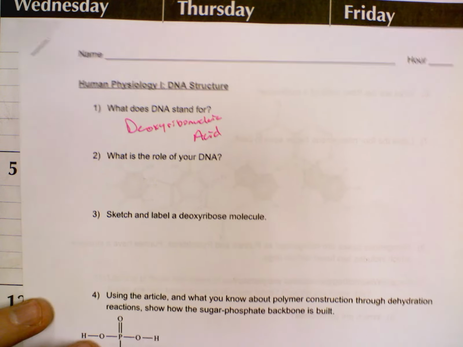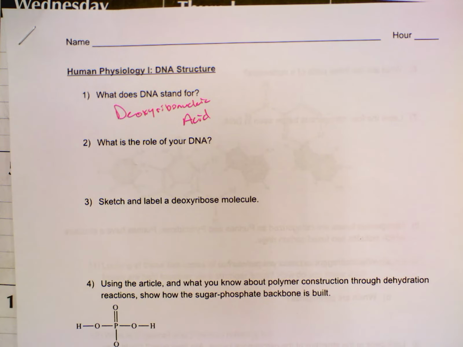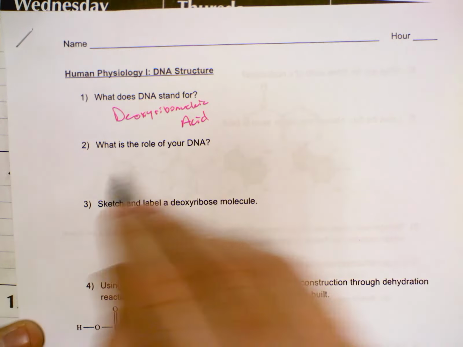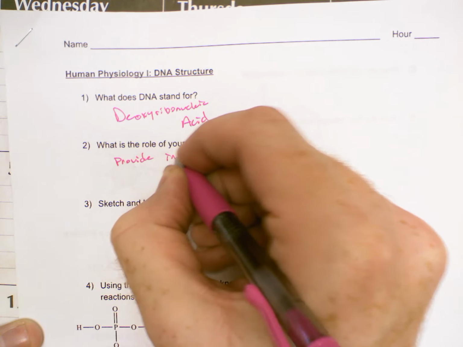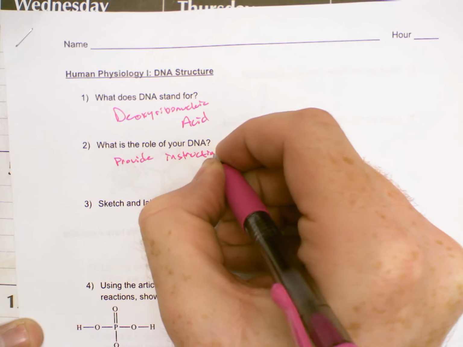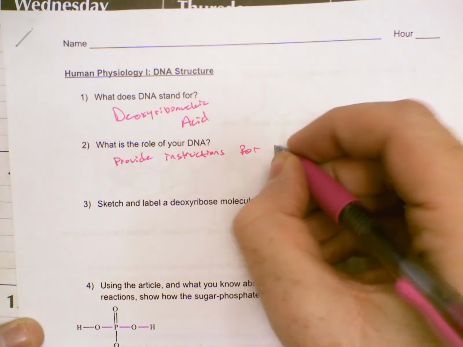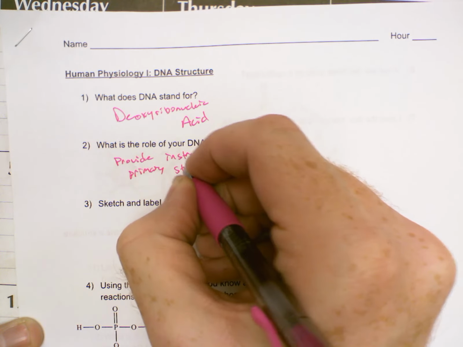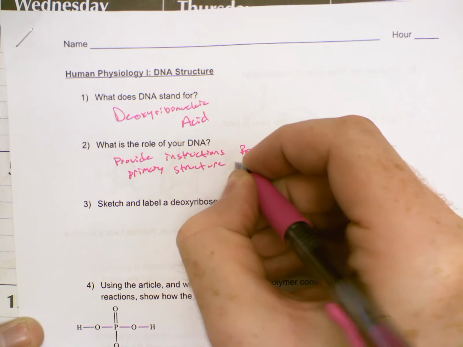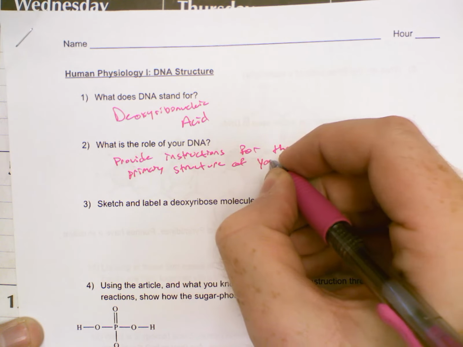So what is the role of your DNA? In the past, you might say something like it contains your genetic code or codes for proteins, but we're going to get more specific now because we're going to go to a higher level here. So the role of your DNA is to provide the instructions for the primary structure of your proteins.